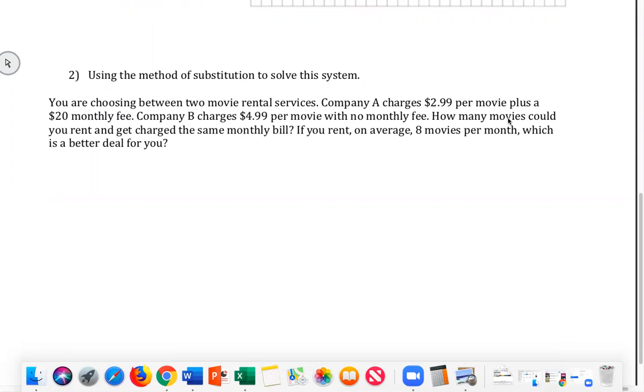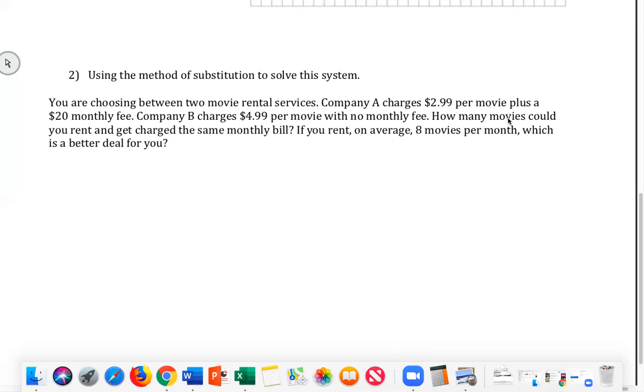So using the method of substitution to solve this system, okay, so it's telling me it wants to use substitution. Notice I don't have a graph like I did in the first one. I could use substitution in the first one. So it says you were choosing between two movie rental services. Think like Redbox and let's say YouTube, okay? Because on YouTube you can rent movies nowadays.